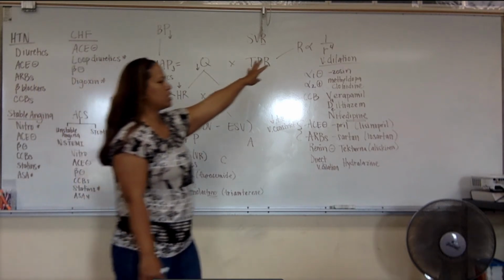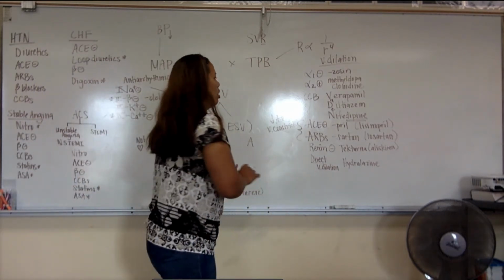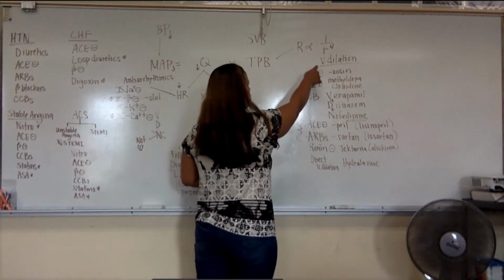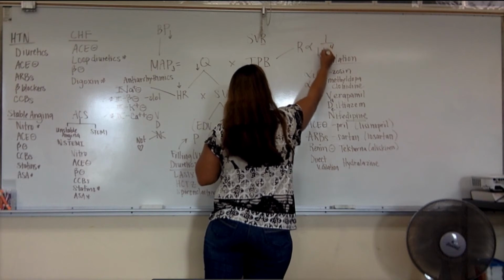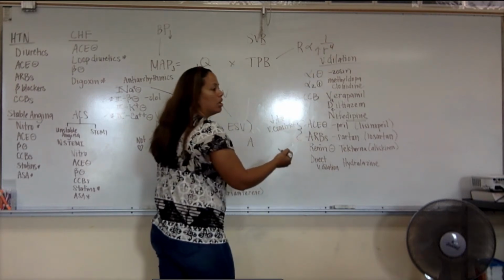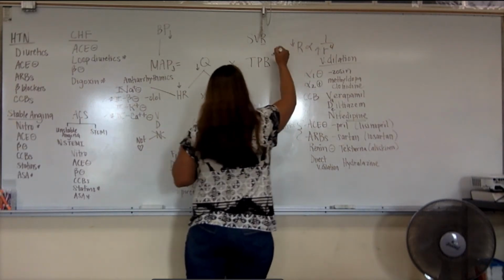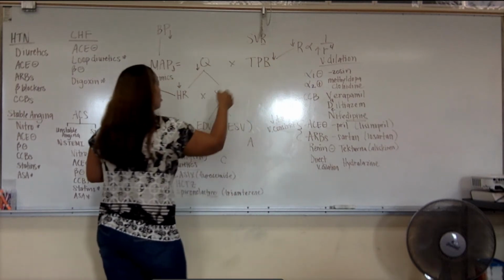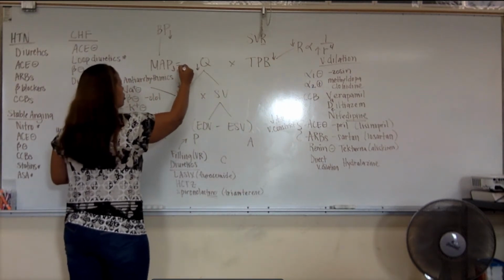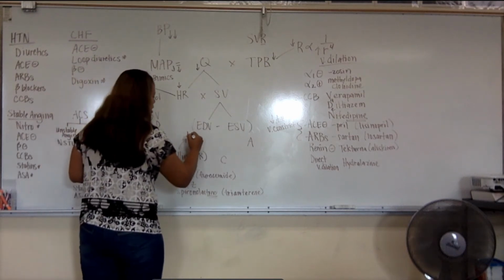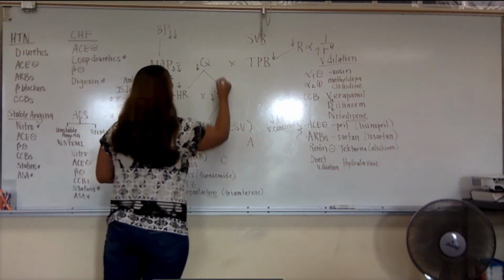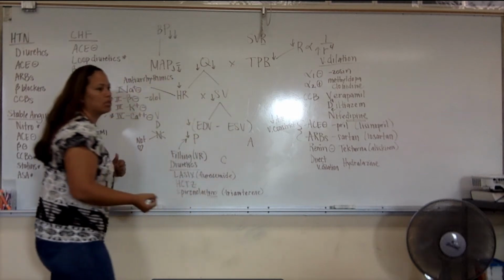So let's go back to this. How does this reduce blood pressure? Well, all of these cause vasodilation. If I vasodilate, the radius becomes bigger, the resistance becomes smaller, TPR goes down, mean arterial pressure goes down, and blood pressure goes down as well. So this is a really great way that you guys have already memorized to do this.